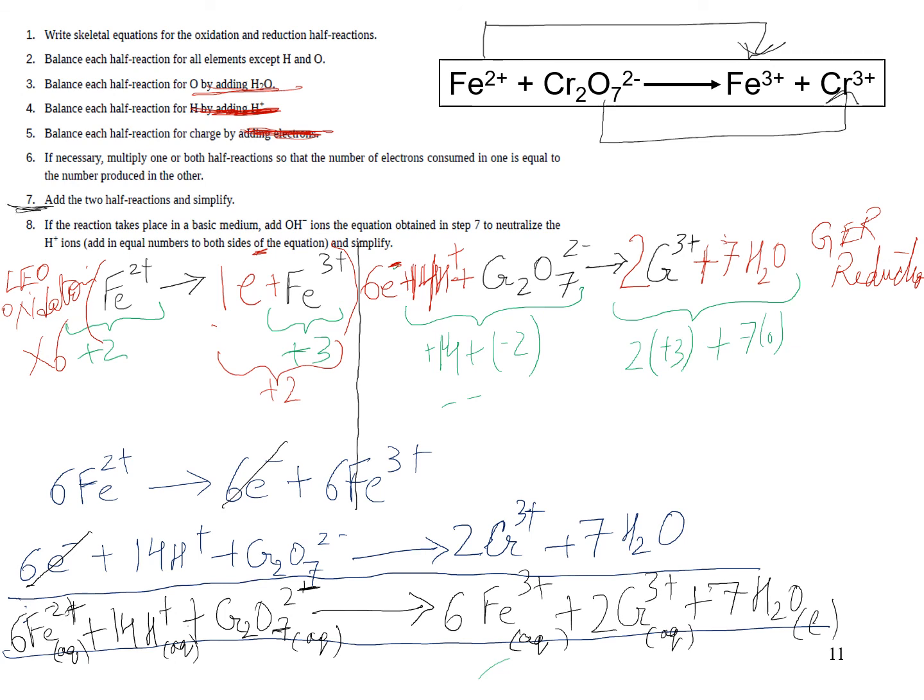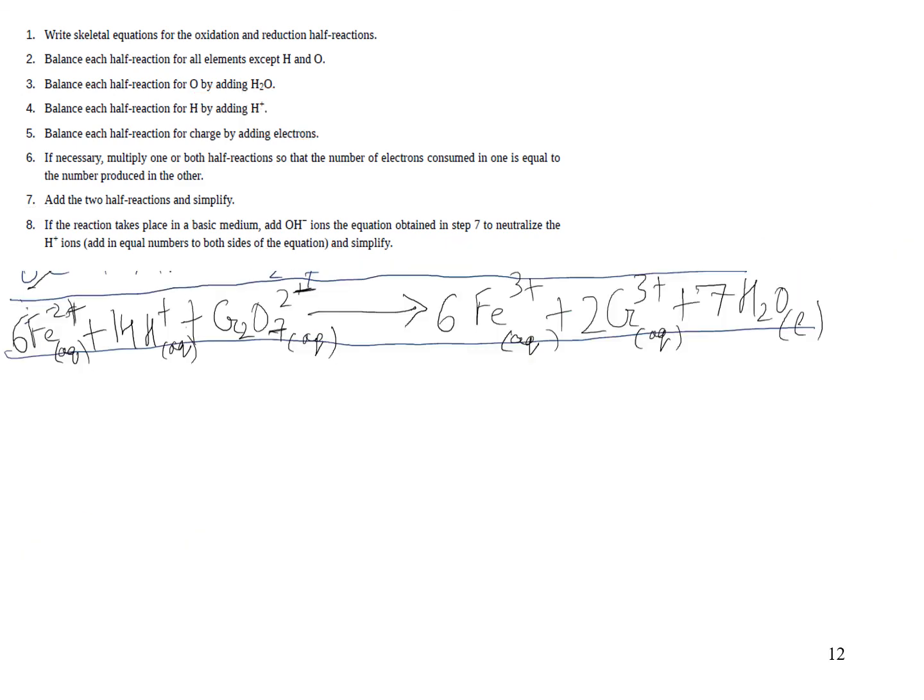Now, if the question has basic medium in it, then you move on to step number 8. So let's do step number 8 now. I just rearranged the slide so we have more space to move on to the next step. Okay, so now let me change the color right here. So if I'm moving to the next step, and the question is, can you do this in basic conditions? First thing is you will do all the steps that we just did and come up with this reaction, which is step number 7.